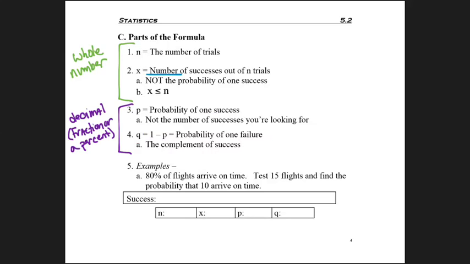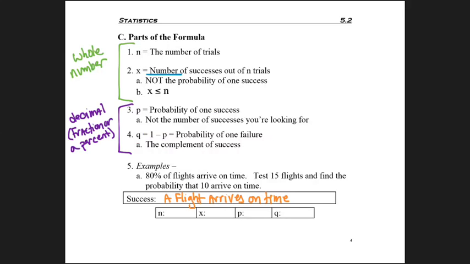So let's look at this example below. 80% of flights arrive on time. We're going to test 15 flights and find the probability that 10 of those flights arrived on time. So first thing I always like to know is what was success for this problem? And as I reread it, success is a flight arrives on time. Remember, you don't want a number associated with it. We are interested in 15 for this problem, but this is what you're asking yourself. Somebody says, flight 1036 just arrived, and you're just going to say, is that flight on time? Not are 15 of that flight on time.